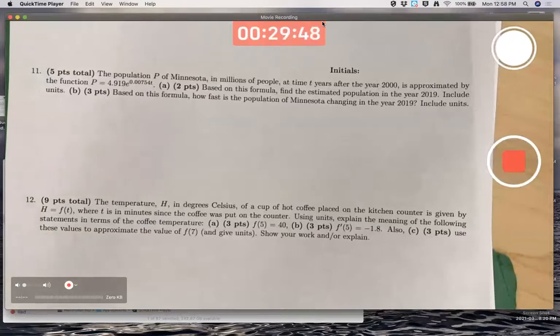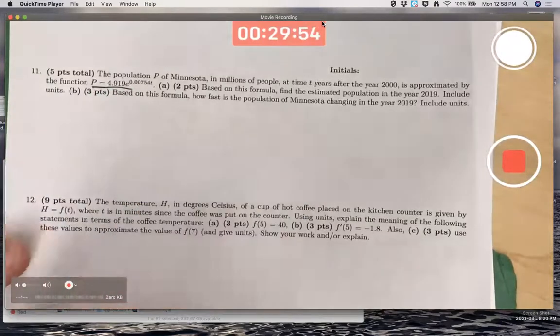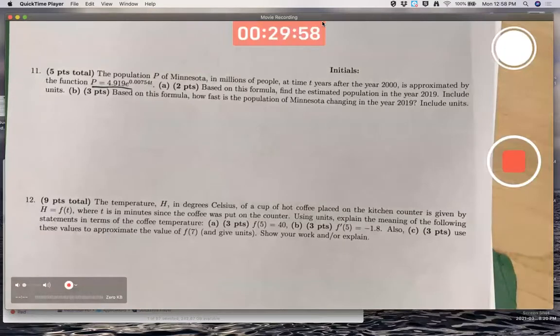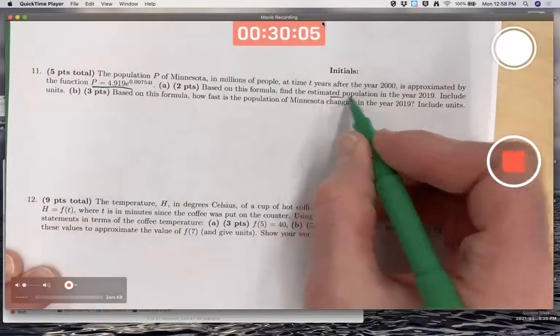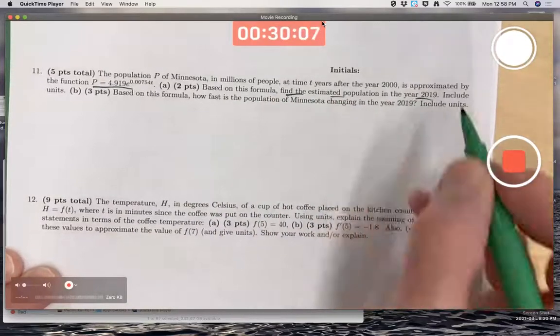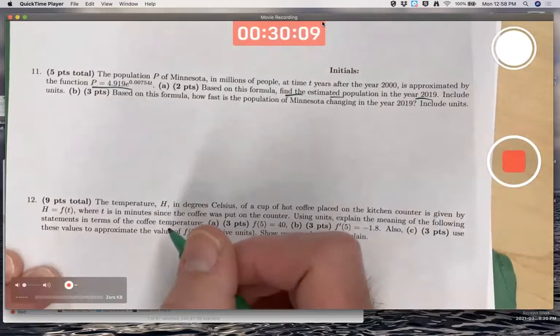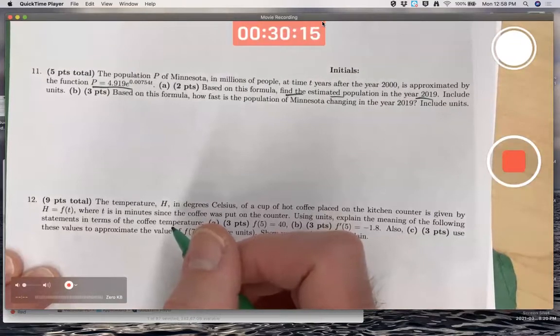The population P of Minnesota, in millions of people, T years after the year 2000 is approximated by this function of T. By the way, I believe when I made this exam problem, I actually looked up the data and I made this model based on the data. Based on this formula, find the estimated population in 2019, including units, and figure out how fast the population is changing in the year 2019, including units.